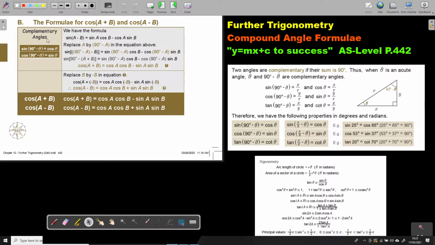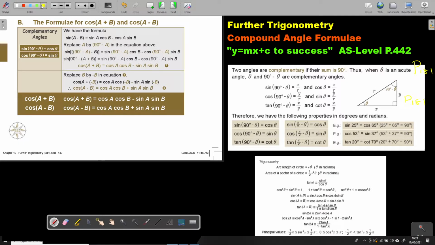Complementary angles. Don't forget, we are going to make use of this, and I showed you this on page 181, in chapter 4. We learned, and we had this triangle. So this is 90, and this is theta. Because it must add up to 180, then this will be 90 minus theta.